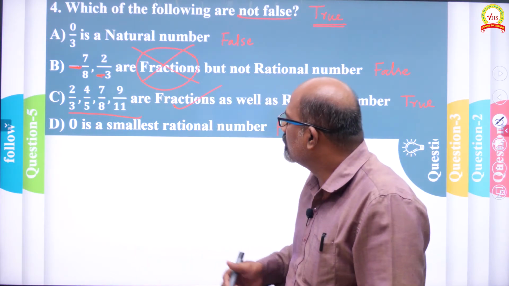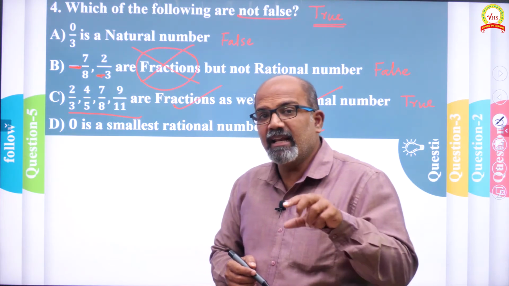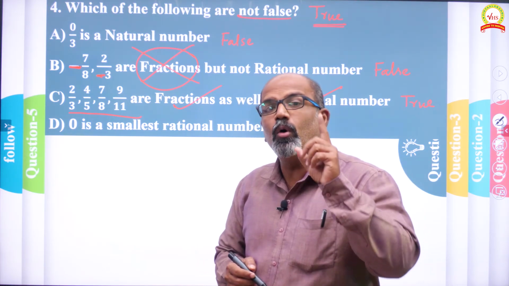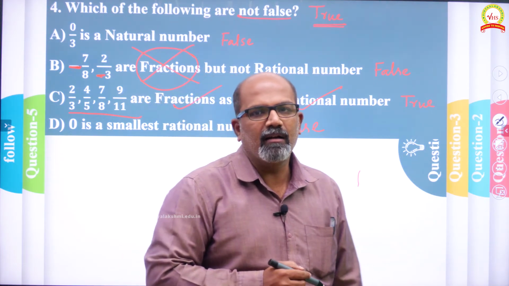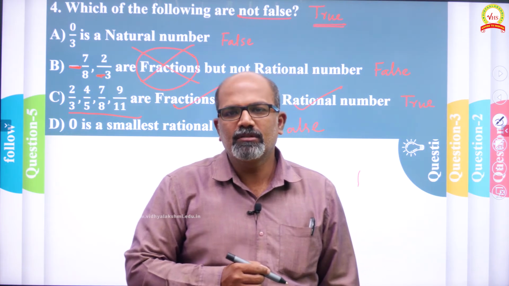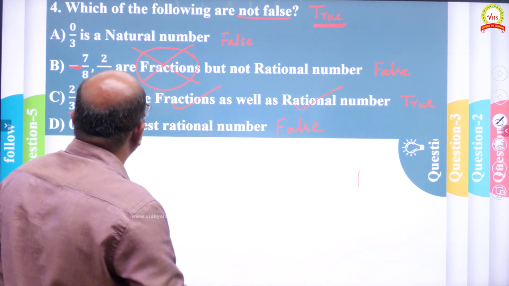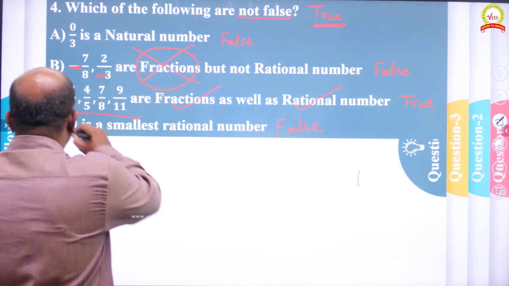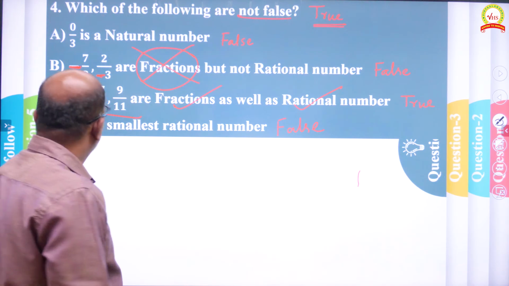So is 0 the smallest rational number? No. We can say it like this: 0 is the smallest whole number. So definitely the only option that is true, that is not false, is option C. Option C is the correct answer for this question.